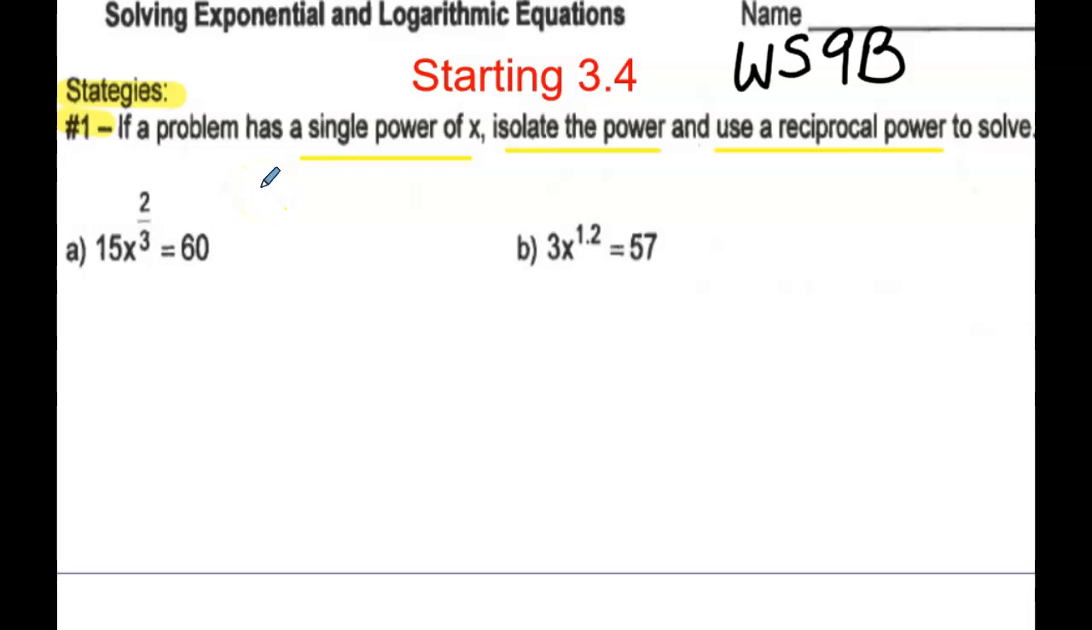The first strategy says if a problem has a single power of x, like even an x squared, okay? This is no different than we've been doing all year. You isolate the power, and then you need to undo that power, but we might have some weird powers that we might have to take a reciprocal of. So again, thinking with your Algebra 1 brain, what do we need to do first to this problem?